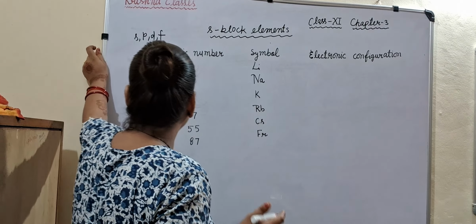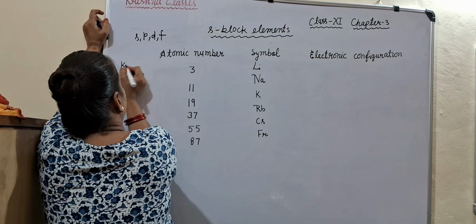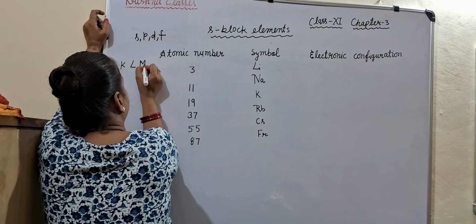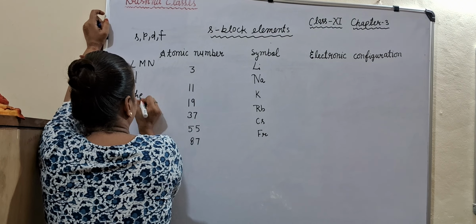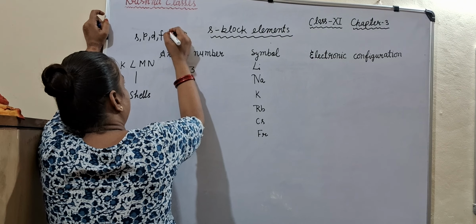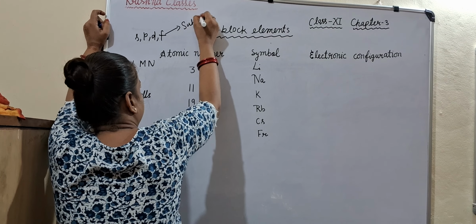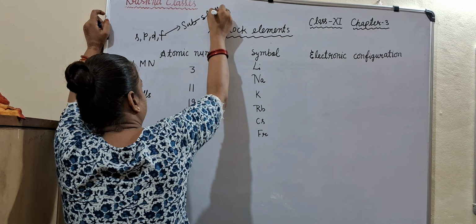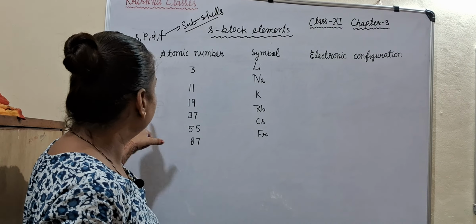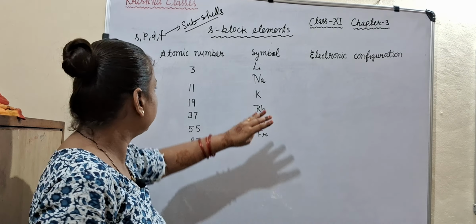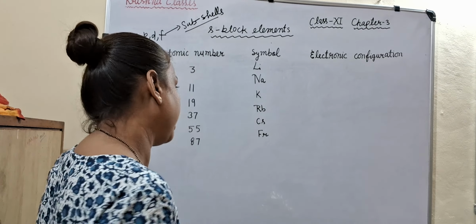You know very well these are the shells K, L, M, N, and S, P, D, F are the subshells. So here we will do electronic configuration according to subshells S, P, D, F.